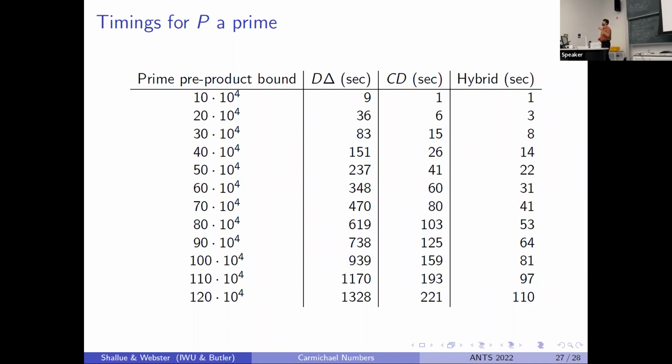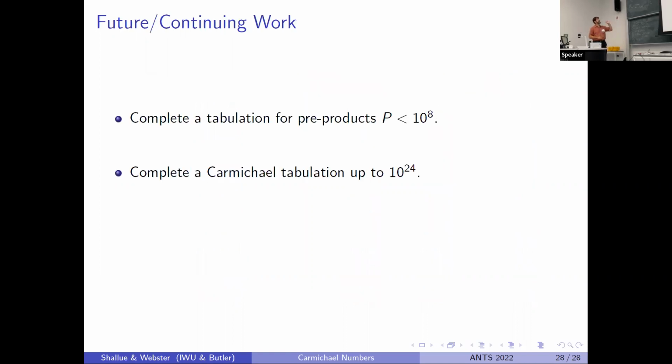And so the conclusion is that there's a speed up in the case where we have a fixed pre-product, and more generally, if we have all pre-products over a range, there's a speed up. And so what this means in terms of tabulation: currently we've got tabulation for all pre-products up to 10 to the 7th. We want to get up to 10 to the 8th. That's ongoing work. And we want to complete a Carmichael tabulation up to 10 to the 24.